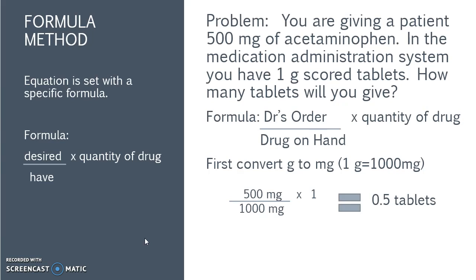The formula method is a little bit different, but it has a specific formula. It's desired over have times the quantity, which if it's a tablet, could be 1 tablet. Another way to look at it is the doctor's order over the drug on hand times the quantity. First, you have to convert the grams to milligrams, because that's what you need to give. There are 1,000 milligrams in a gram, and you set up your equation. Your desired is 500, and you have 1,000 milligrams times the quantity, which is 1 tablet, and that equals 0.5 tablets.